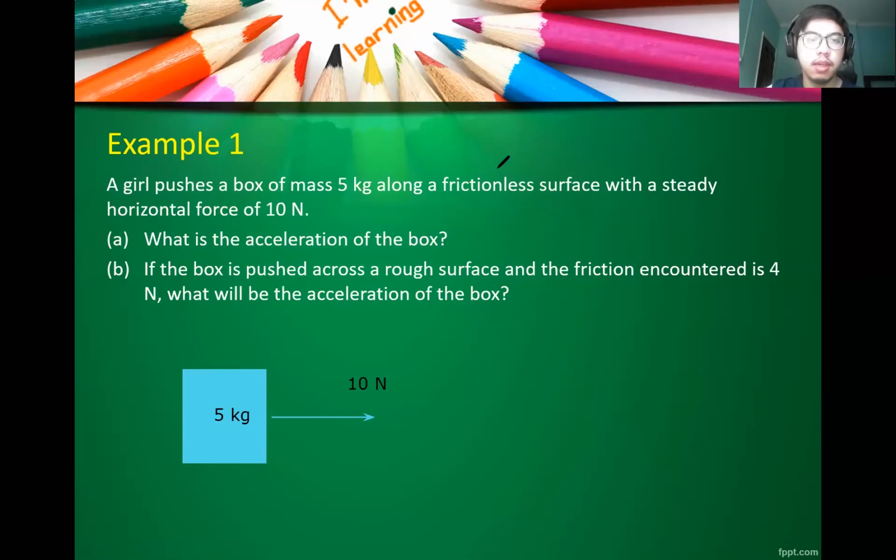Example 1. A girl pushes a box of mass 5 kilograms along a frictionless surface with a steady horizontal force of 10 newtons. So in this diagram here, what is the acceleration of the box? So to answer A, this is quite straightforward in the beginning. So force is equal to mass times acceleration.